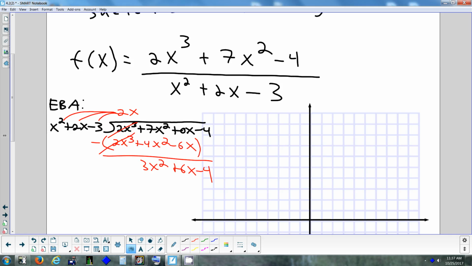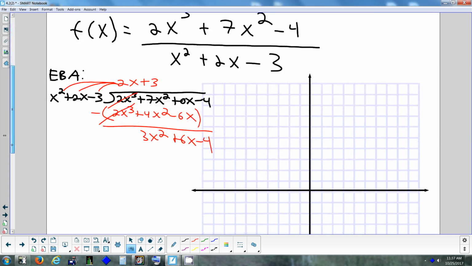And let's finish up. What's 3x squared divided by x squared? Yep, plus 3. And if you want the EBA, you're done. That's the EBA. If you want the remainder, which this problem didn't ask for, you would keep going. Does anybody want me to finish it up in case I did ask for the remainder, or you think we could do that? People feel okay with remainder? Okay. You just multiply the 3 back out to everything, and then subtract your columns. Okay, so there's your EBA.